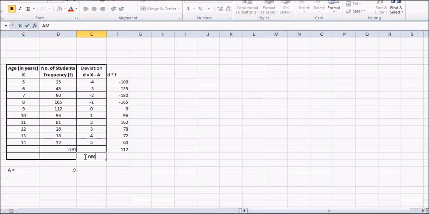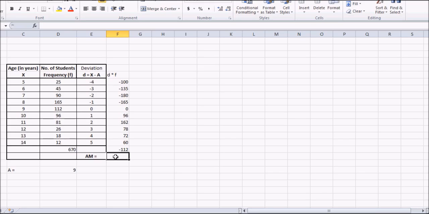Yeah, arithmetic mean is, see, we have actually subtracted the assumed mean from x's. So now what we are going to do is add the value of assumed mean to the ratio of summation of d into f by summation of f. Let me do it here and then I'll make it clear to you if it is not clear for now.